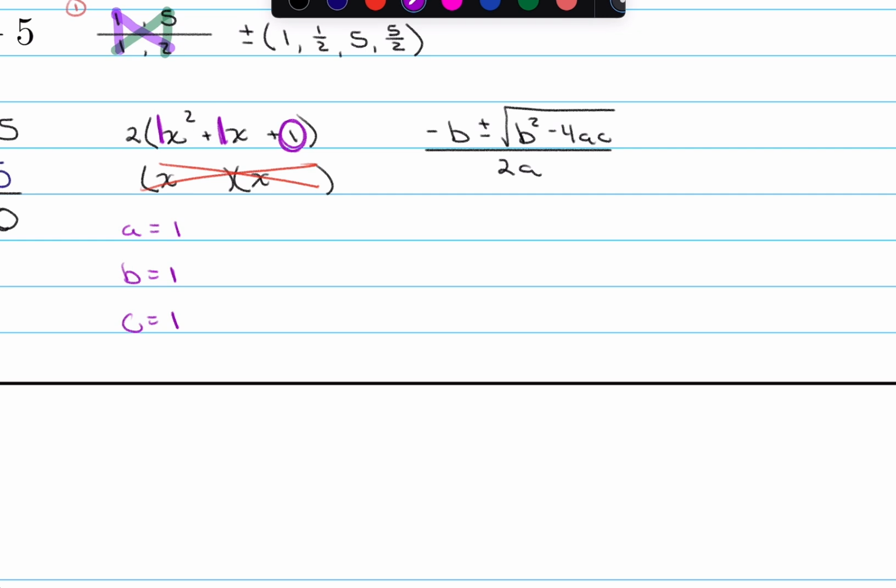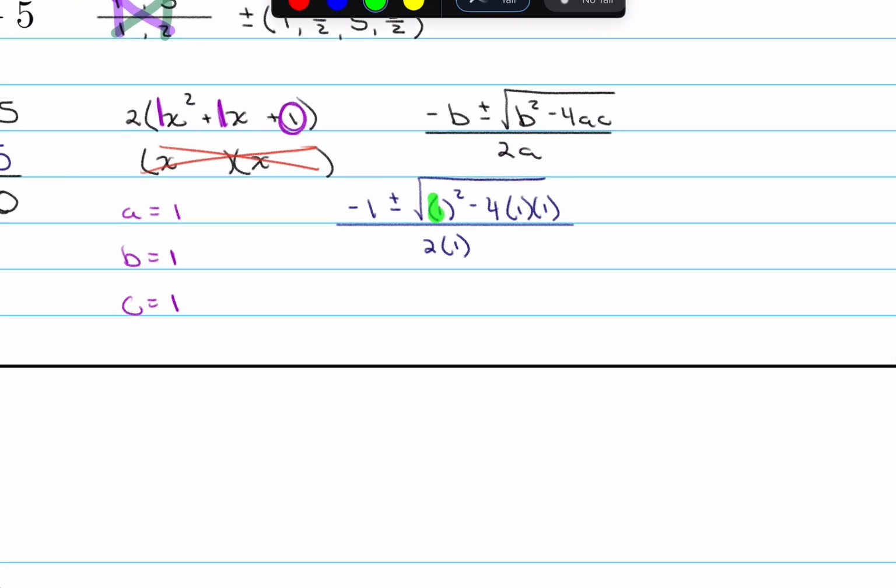I'm going to plug all those numbers into my formula. So I'm going to have the opposite of B, so that's going to be -1 plus or minus the square root of 1 squared minus 4 times 1 times 1, A times C, all over 2 times 1. And I'm going to clean this up. If you plug this into your calculator, I'm warning you right now, it might not always come out to pretty numbers. They're either going to be very, very messy if they're irrational, or your calculator is going to completely error out because it's imaginary. So we're going to take this a little bit at a time.